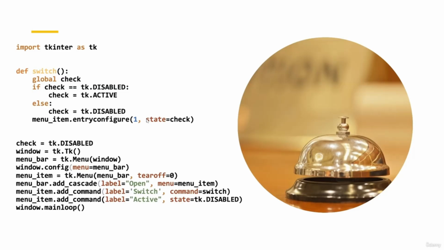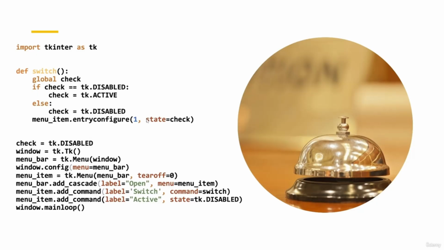In order to change the state of a menu item, we cannot use the config method, but a special method called entryconfigure, which accepts two arguments. The first argument is an integer index, which points to the menu item, while the second argument allows us to change the state of the menu.